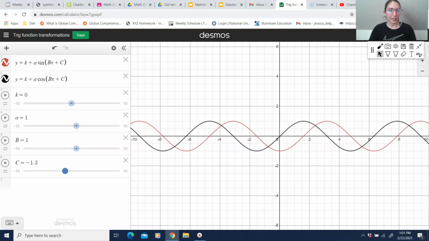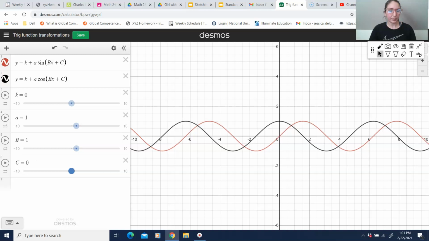Let me put my C back to 0, and everybody's base graph again. Also notice, cosine, which is in black, starts at 1, goes 0, -1, 0, 1, and then it repeats. Sine goes 0, then 1, then 0, then -1, then 0, and then it repeats. That fact is going to come in handy. All right, let's go back and start graphing these things.